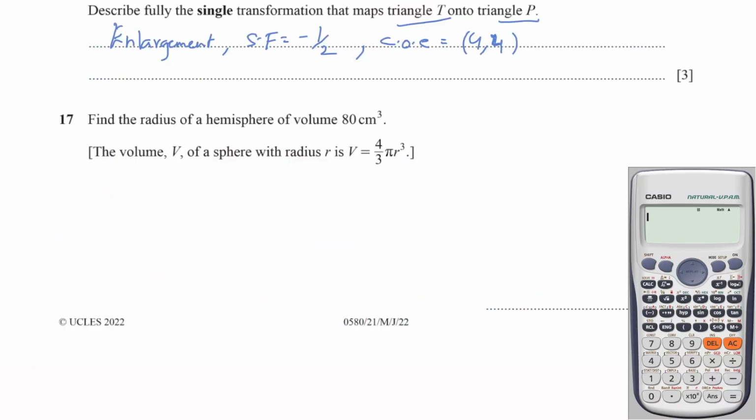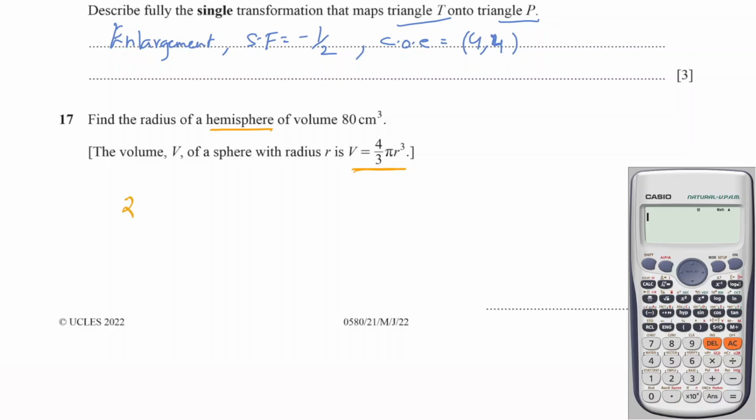So let's move on. Question number 17. Find the radius of a hemisphere of volume 80 centimeter cube. Hemisphere is half of the sphere. The volume of the sphere is 4 by 3 pi r cube, so the volume of the hemisphere will be 2 by 3 pi r cube. Okay, that's one.